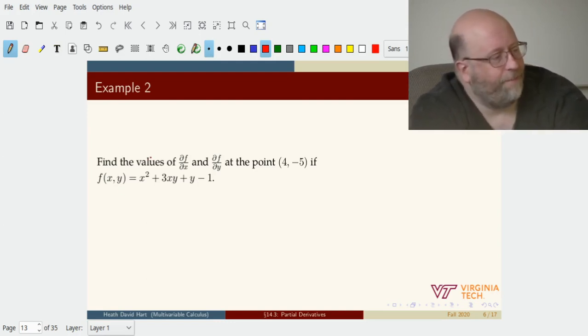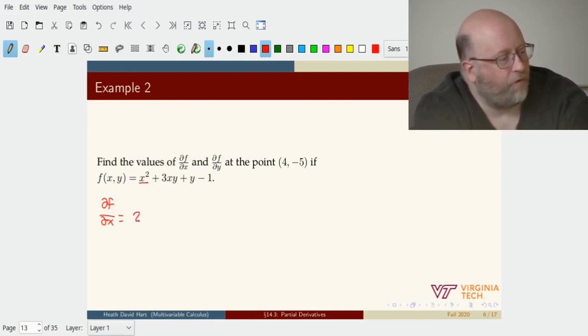So let's look at this example. If we want to find the derivative with respect to x, this has an x in it, and its derivative is 2x. This is a combination of a function of x and a function of y. The 3x part becomes 3, and nothing happens to the y. There is no x in either of these terms. And so the same way that the negative 1 disappears when we take the derivative, the y disappears also. Both of them go to 0.